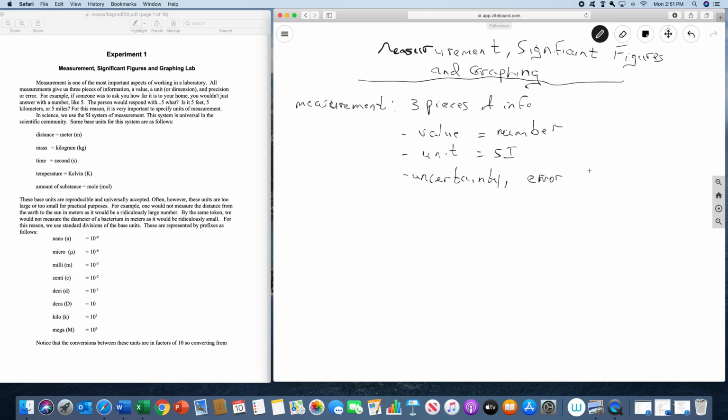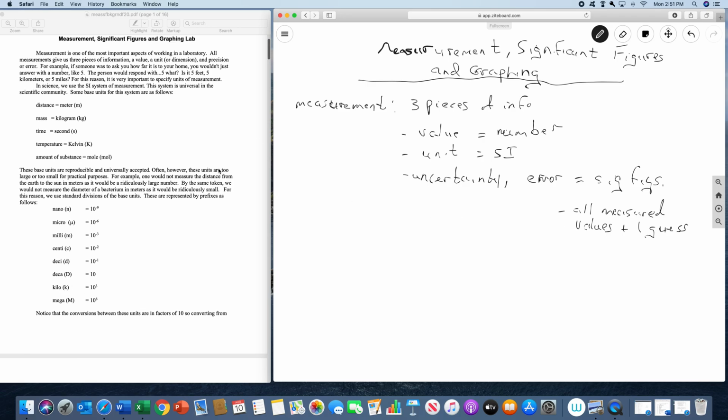Really bad handwriting. Okay, and this is sig figs. And in your lecture, you should have had something like this. Sig figs are all measured values plus one guess. Now it's actually going to be easier for me to do this using the background to the experiment than actually writing on the whiteboard. But let me explain what I mean.